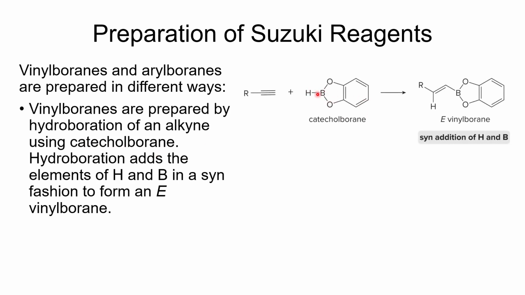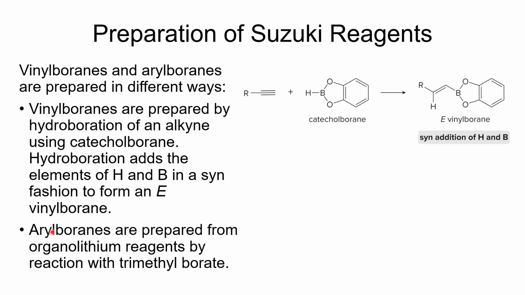It has a boron-hydrogen bond. You may remember hydroboration of alkynes from way back in chapter 11. If you don't, go check it out. So you can do the hydroboration of that, and we'll find that the boron and the hydrogen add to this terminal alkyne in a syn fashion, which means that they add on the same side. The consequence of that is that the R group and the boron are going to be trans to each other. In other words, we'll get the E vinyl borane.